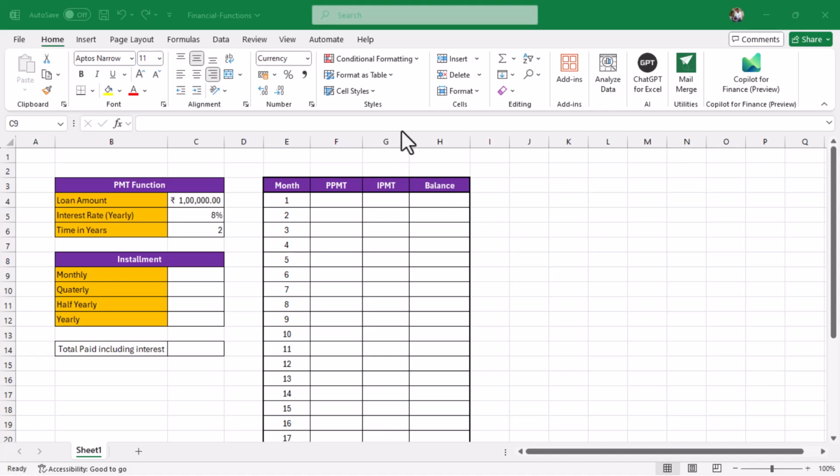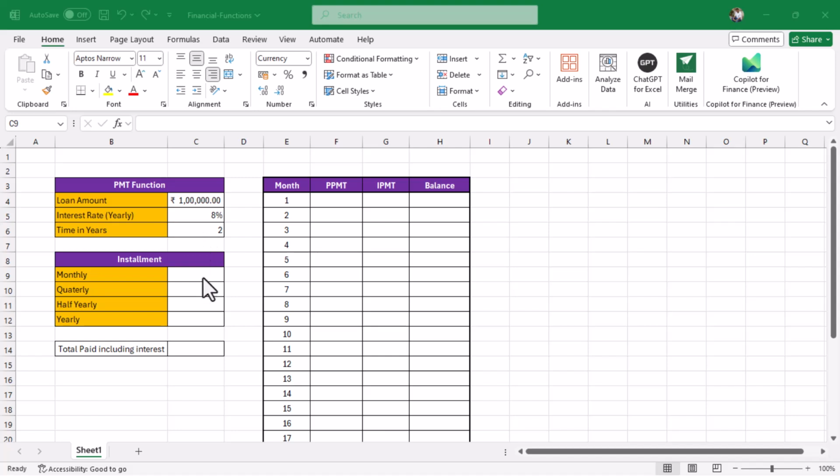Hi friends, in today's video tutorial, we will study some of the most commonly used financial functions of Excel. So in this example, you can see that we have taken a loan of 1 lakh rupees at an annual interest rate of 8% per annum for a period of 2 years.